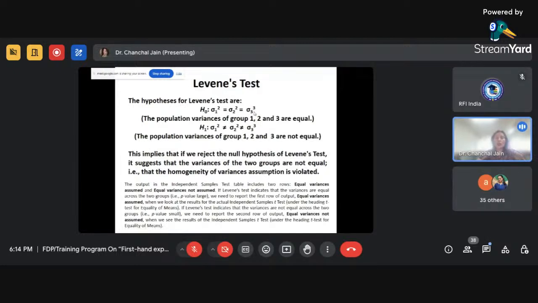So in all the 3 groups, we are considering that the dependent variable variance is similar. This is the null hypothesis. Alternatively, we are saying that the variance is not equal, right? So that way, this is the Levene's test. We will check it in the ANOVA also.